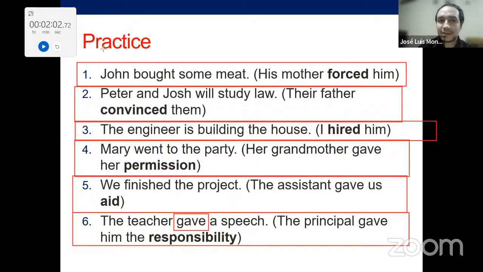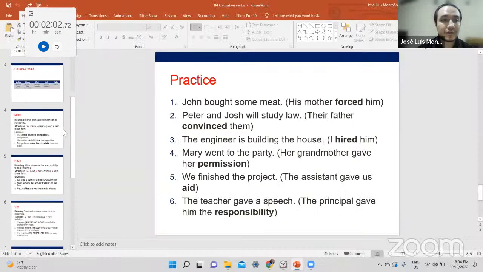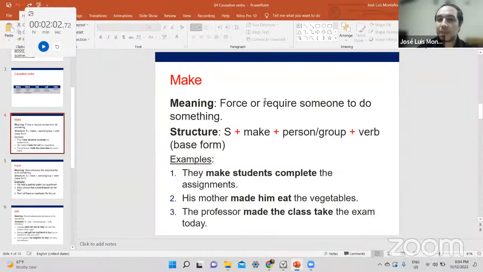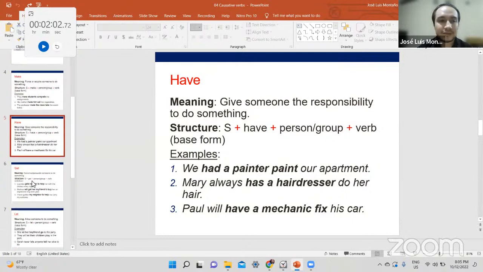So one last time, okay, before finishing with this practice. And remember, this is not new. We covered this one, but one more time. Make is for obligation, where you can read, right? Force or require someone to do something. Have is for professional service or for responsibility, as it says here, but we add professional service because sometimes it's very related to that. I would say most of the times.